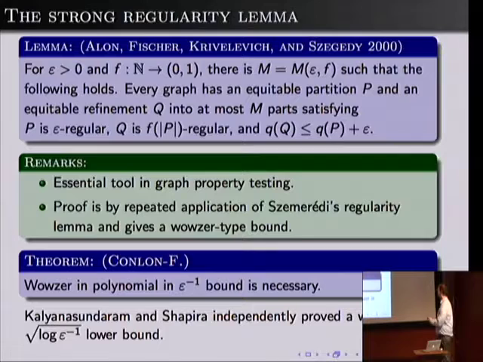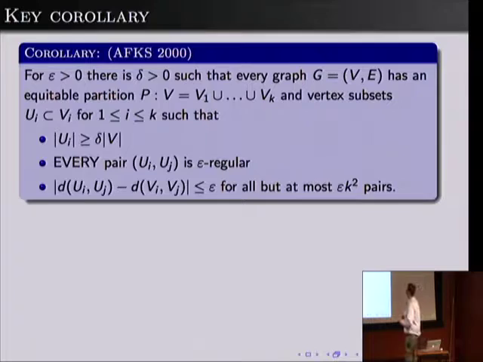Okay, so for the induced graph removal lemma, you only need this key corollary: for every epsilon greater than zero, there's a delta greater than zero such that every graph has an equitable partition into a small number of parts, and each of the parts has a vertex subset, which is a big chunk of the vertices of the whole graph. And now every pair U_i, U_j is epsilon regular. So if you pass to these subsets of your parts, you can get every pair to be epsilon regular. This is the way around the fact that there are irregular pairs in the regularity lemma. You can pass to subsets.